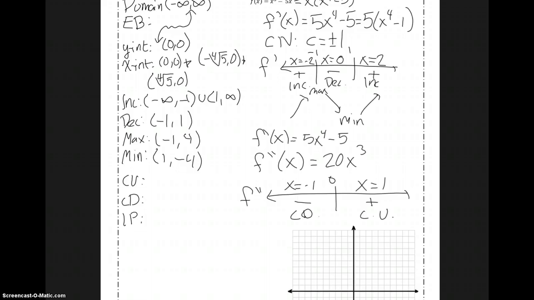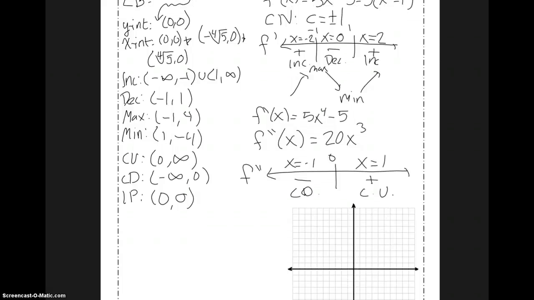So our graph is concave up from 0 to infinity, concave down from negative infinity to 0, and it has an inflection point where it changes concavity, which is at 0. And to find the y value of that, because it is a point on the graph, we plug it into the original function, and that's going to be (0, 0), same as our y-intercept. So this is everything we need. First derivative test for increase, decrease, max, and min. Second derivative test for concave up, concave down, and inflection point.